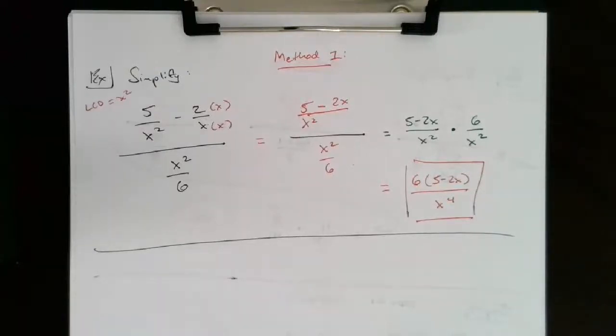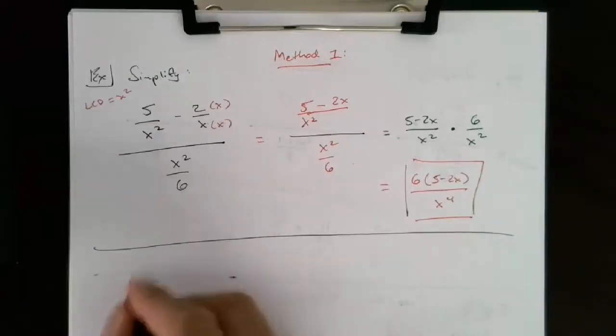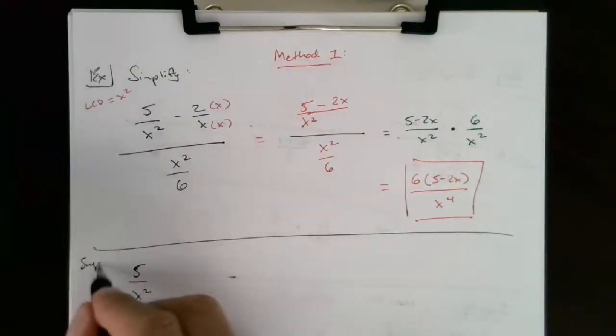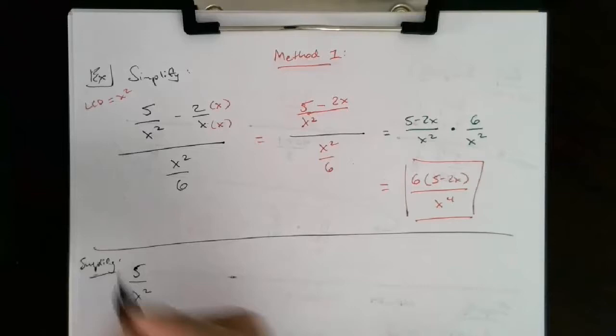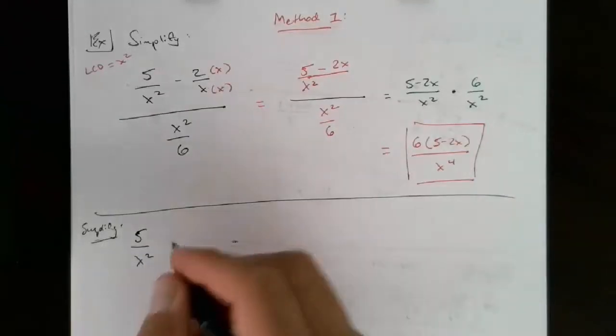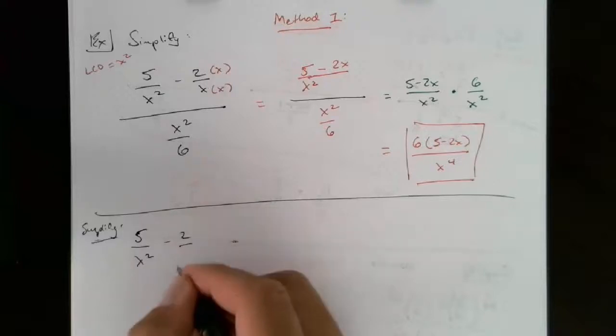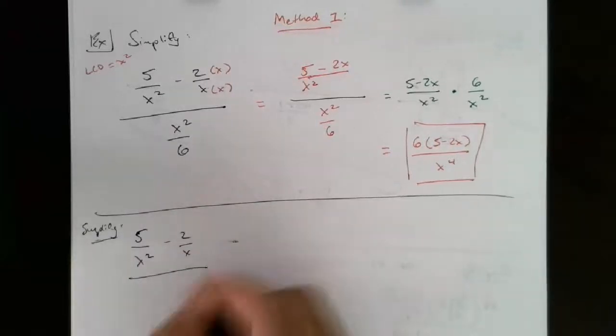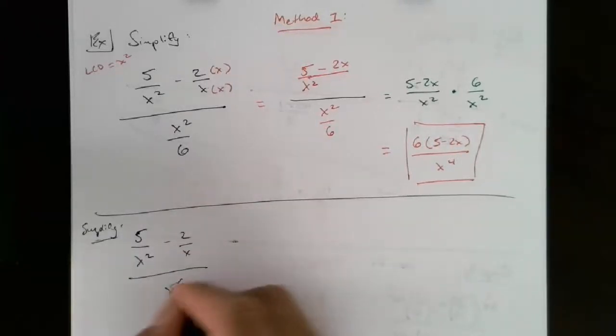Let's take a look at the same problem using method 2. So if I put 5 over x squared, so again the directions are simplify. So if I said 5 over x squared minus 2 over x, all over x squared over 6.